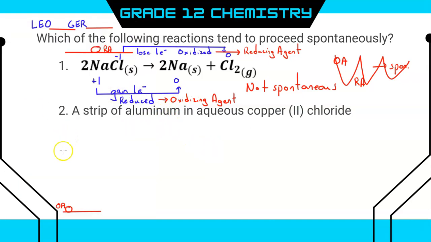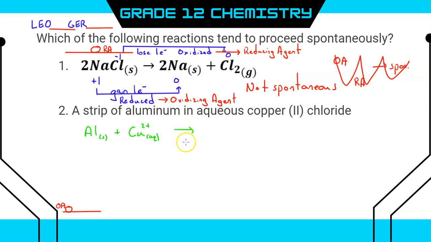But let's look at our second example. Here we have a strip of aluminum in aqueous copper 2 chloride solution. So let's write this out. We're going to have some strip of aluminum, so solid, inside a solution of copper 2 chloride. So we're going to have these copper ions. So copper, charges of +2, aqueous.